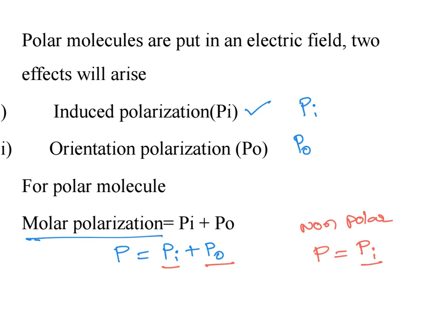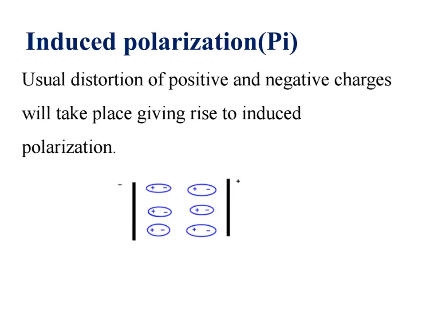Last class we have discussed about induced polarization, that is positive nucleus which is distorted towards the negative plate and electronic cloud distorted towards the positive plate. In this case, polar molecule already is having dipole which is oriented in the direction such that negative pole attracts towards the positive plate and positive pole attracts towards the negative plate in the electric field. Take here induced polarization. Distortion of positive and negative charges will take place, giving rise to induced polarization.